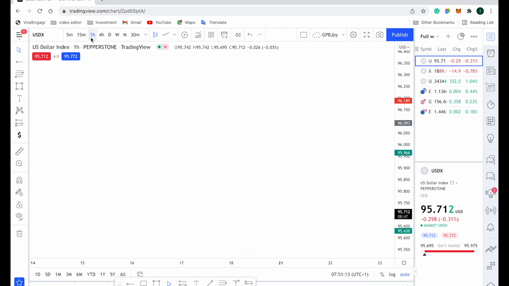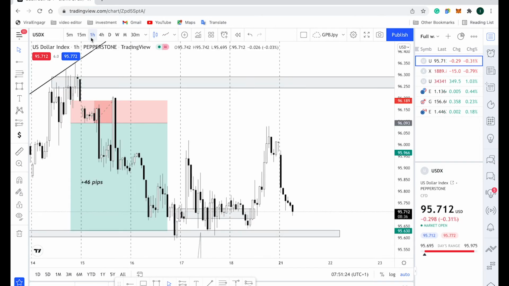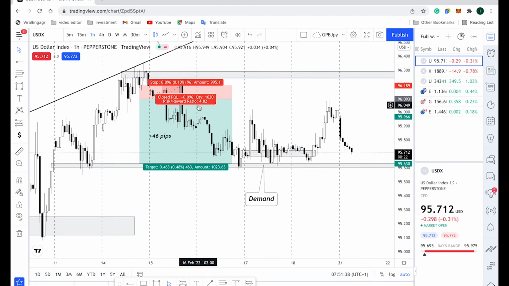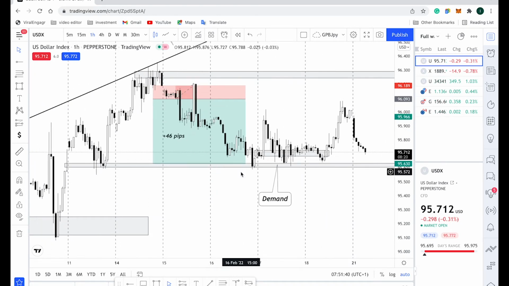Then when you have done that, the next thing you have to do is ask, where is the unmitigated order block in my entry time frame? When you have done that, the next thing you have to do likewise is to determine how much you are willing to risk. You determine how much you are willing to risk.